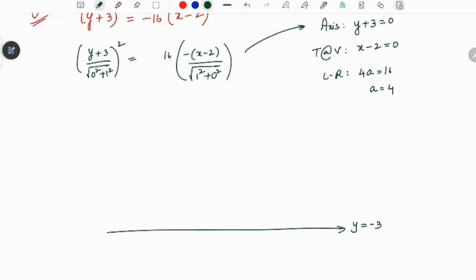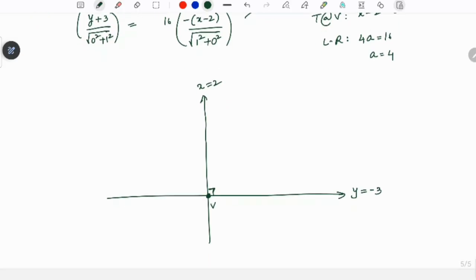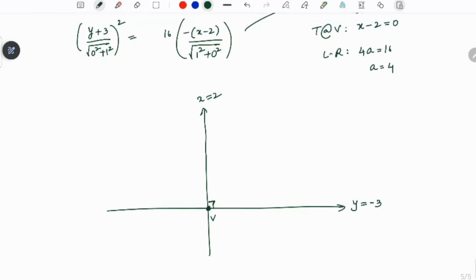What about the tangent? It should be 2 minus x equals to 0. 2 minus x equal to 0 is also fine. You multiply with minus, what happens? Okay. Tangent at vertex: that is x minus 2 is equal to 0 or 2 minus x equal to 0, which is the same as x equal to 2. So what is the vertex? 2, -3.